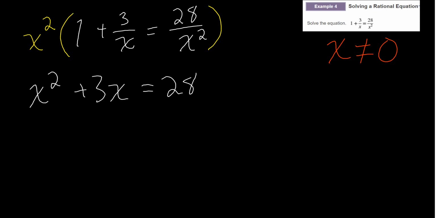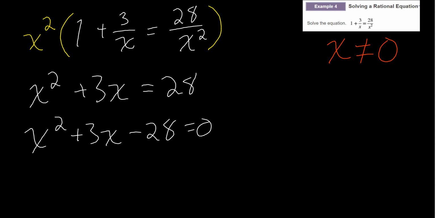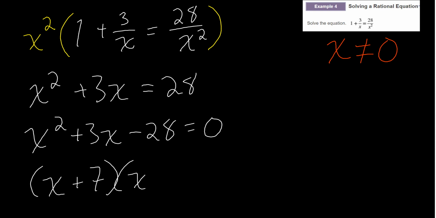Okay, so right away it looks like we're going to be having us a quadratic equation. So let's go ahead and move the 28 to the left side. So we're going to end up with x squared plus 3x minus 28 is equal to 0. Okay, let's fix that 0 up a little bit. All right, we're going to factor now. So what does this factor into? It looks like a 7 and a 4. So it looks like x plus 7 and x minus 4 is equal to 0.